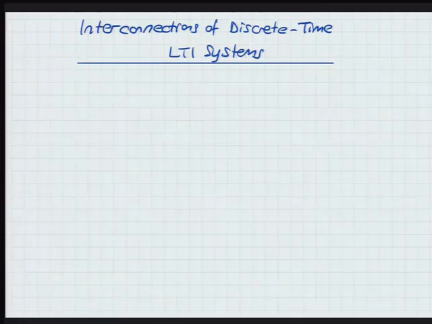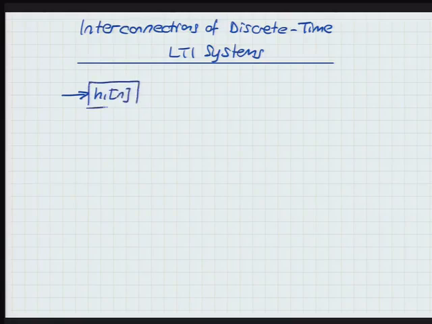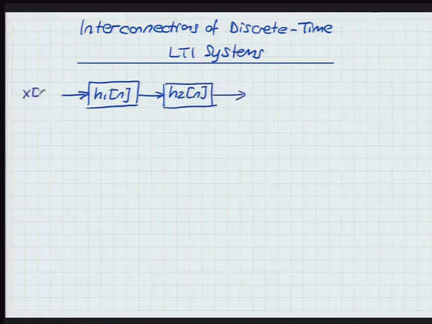So if I have the series connection of two discrete time systems, H1 of n, and the output of that drives another LTI system whose impulse response is H2 of n. All right, and comes the output. So this is X of n, this is Y of n. The intermediate signal here is X convolved with H1 of n.